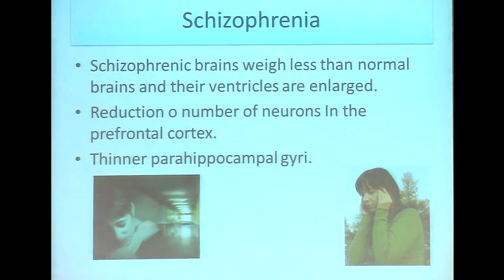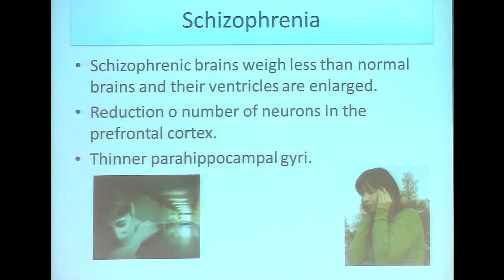Schizophrenic brains weigh less than normal brains, and their ventricles are enlarged, which suggests that they don't have as many neurons and so on. But you'll know that if a brain becomes atrophied, if the brain cells die down, the ventricles become bigger, the spaces in the middle, because they're just really empty spaces, aren't they? So with schizophrenic brains, their brains weigh less and the ventricles are bigger.